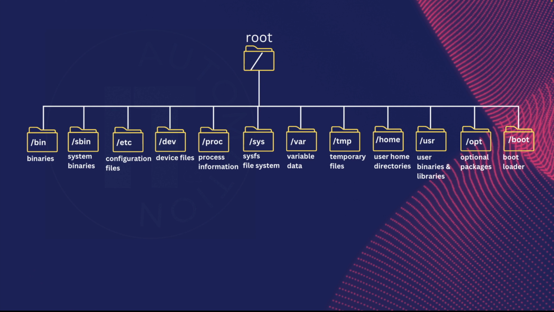The bin directory. The bin directory contains essential binary executable programs required for system booting and functioning, accessible to all users. Common commands and utilities such as ls, cp, mv, rm, etc. are located here.